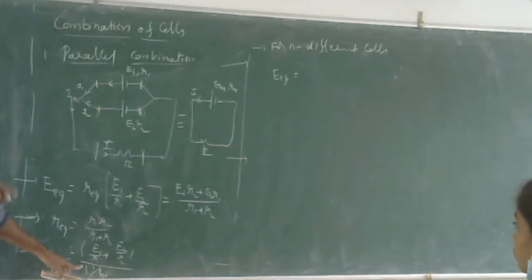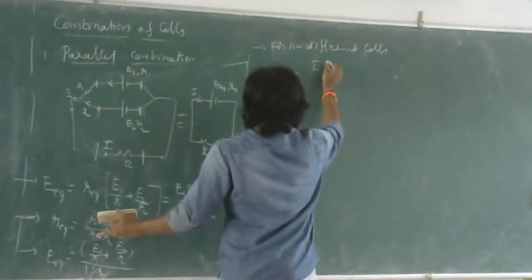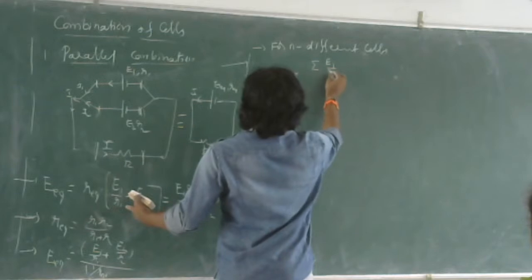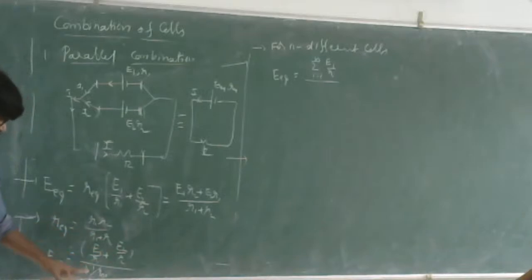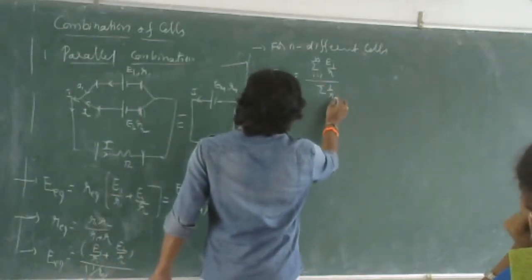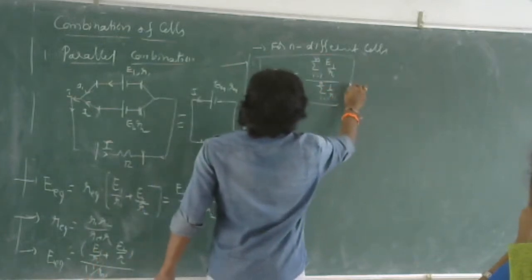1 by R equivalent is 1 by R1 plus 1 by R2 for 2 cells. For 3 cells, 1 by R1 plus 1 by R2 plus 1 by R3. So this is how we are going. This you can write in short as sigma. E1 by R1 plus E2 by R2 and so on, that we can express as Ei by Ri, where i goes from 1 to n. That's the numerator. Denominator 1 by R1 plus 1 by R2 plus 1 by R3 plus so on, that can be expressed as sigma 1 by Ri, where i goes from 1 to n. This will be directly enough for n cells.